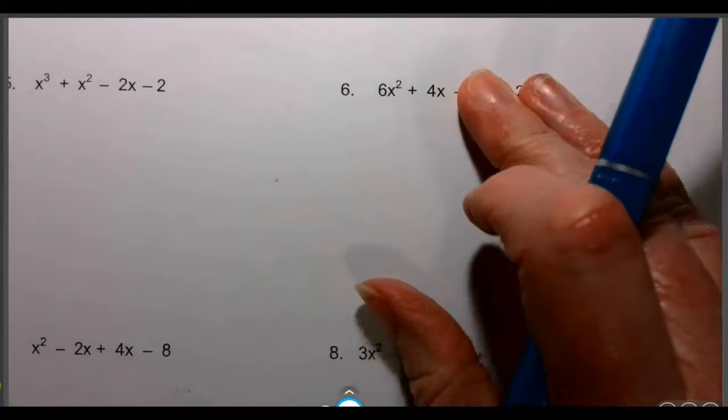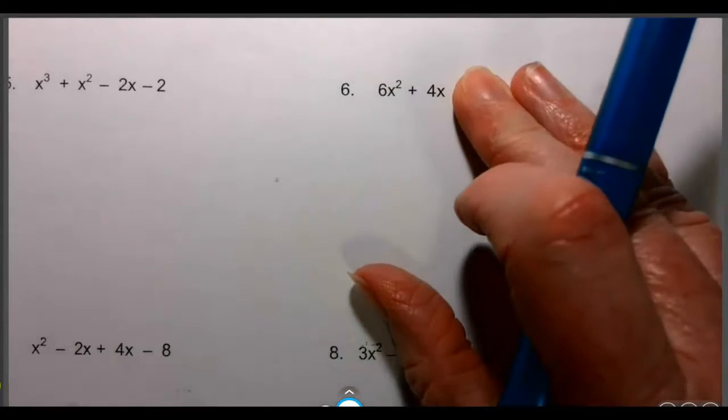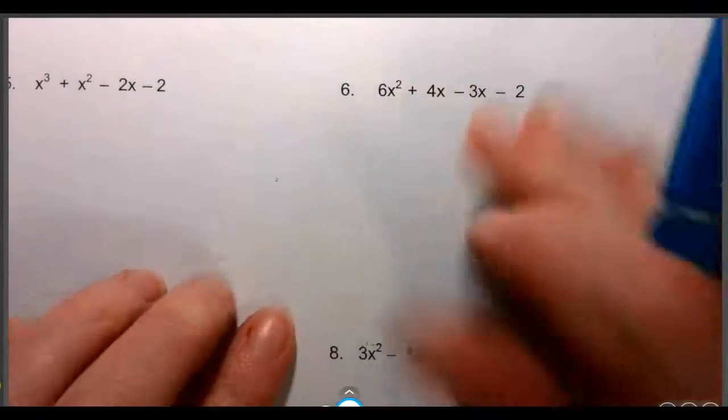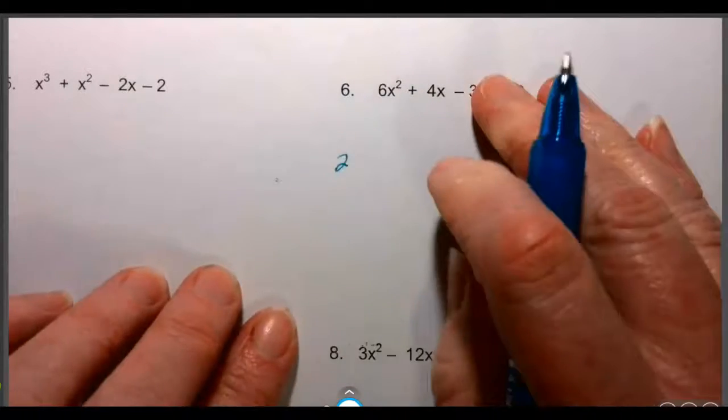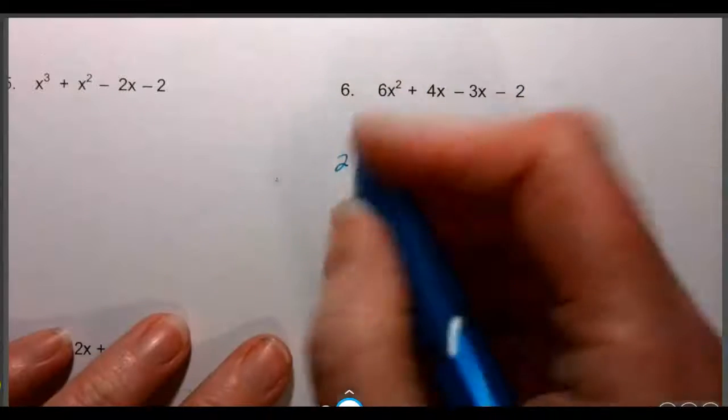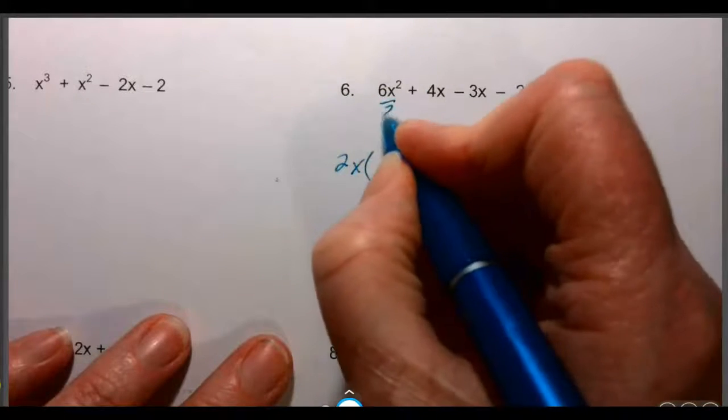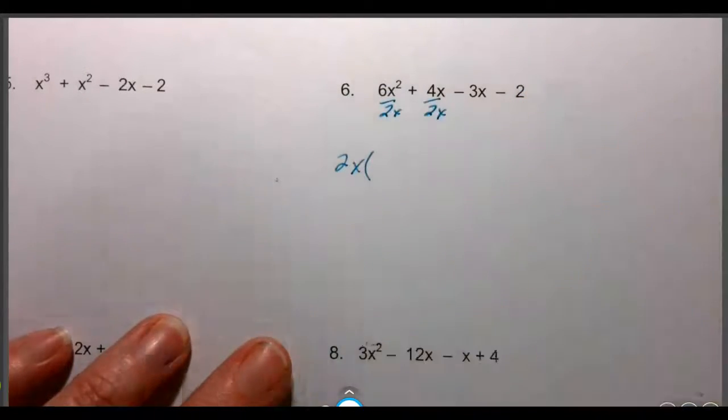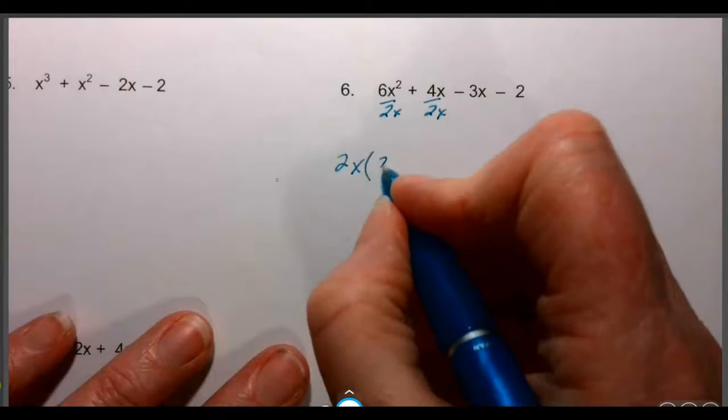So let's look at these in pairs. I'm going to look at these two. What do they have the same? 6 and 4, both you can take out a 2. What else can I take out of both of them? That's right, I can take out an x. So I'm going to divide both of these by a 2x, right? That's what I'm doing. So I get 3x plus 2.